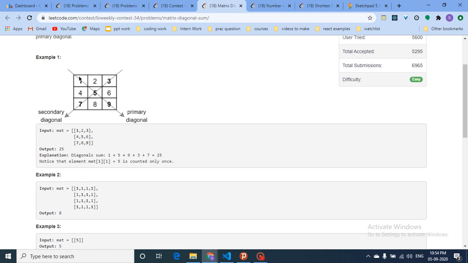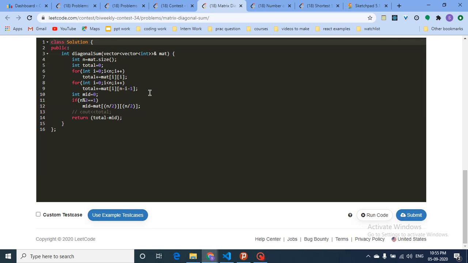The index of this is 0,0. This is 1,1. This is 2,2. So you just have to iterate from this side. I'll take you down to the code part. So what you can do, you can iterate from i equal to 0 till i equal to n, because it is a square matrix, and you just iterate over the matrix for i, i.